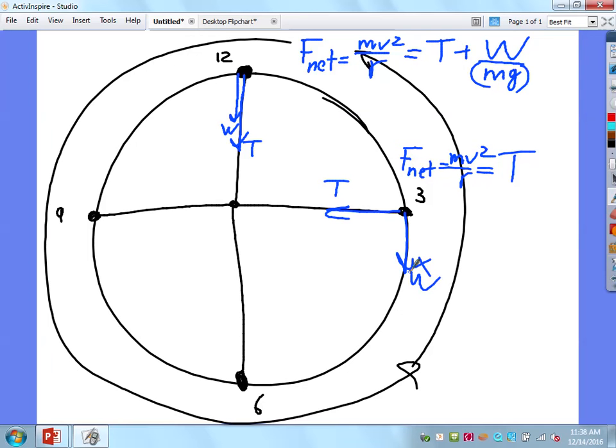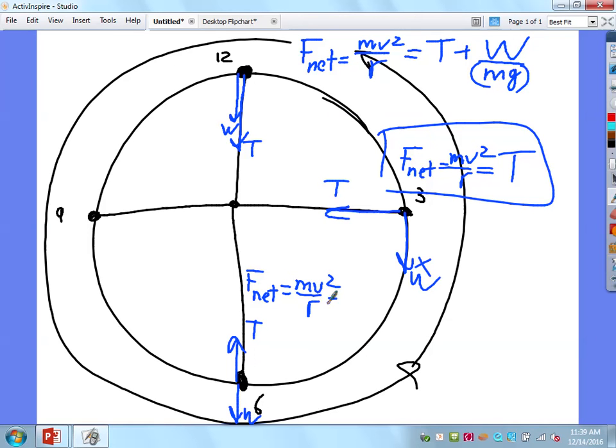Okay? So this would be it. It turns out if you find the mv squared over r, that equals the tension. You're done. Let's go to 6 o'clock. At 6 o'clock, weight would be going down, tension would be pointing up. This would be F net equals mv squared over r, which equals, in this case, tension is pointing towards the center, so tension is positive. Weight is pointing away from center, so now it's minus the weight.